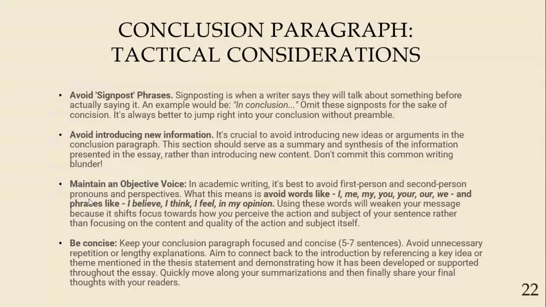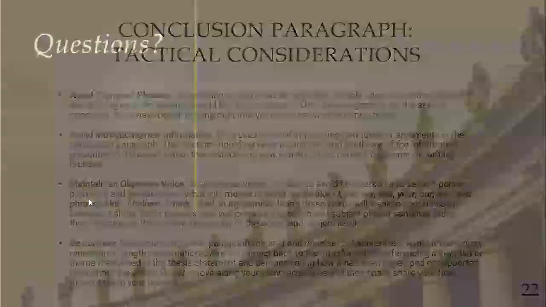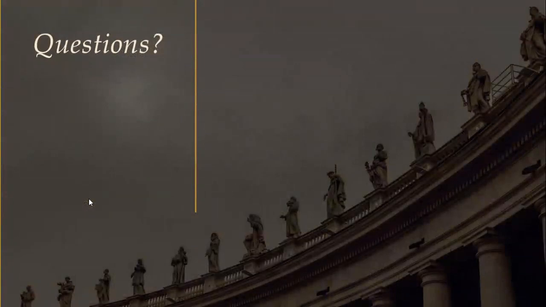And then, of course, be concise. So 5 to 7 sentences. They don't need to be very lengthy or long. All you have to do is summarize your ideas and talk about those key highlights, talk about those strengths, weaknesses, opportunities, and then transition out. Leave them with a final impression. And that is the end.